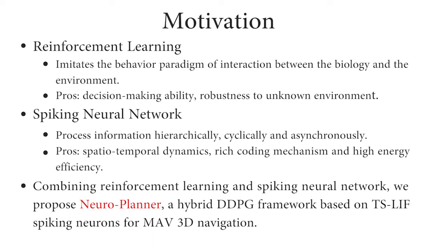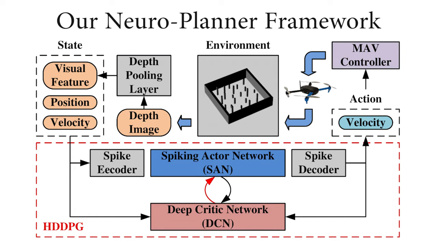Inspired by the reinforcement learning and spiking neural network whose mechanism is more like animal's brain, we propose Neuro-Planner, a hybrid DDPG framework based on TSLIF spiking neurons for MAV 3D navigation. The key idea of Neuro-Planner is that MAV learns a policy mapping states to actions directly by spike neural network. Our Neuro-Planner contains spiking network inference and hybrid reinforcement training.